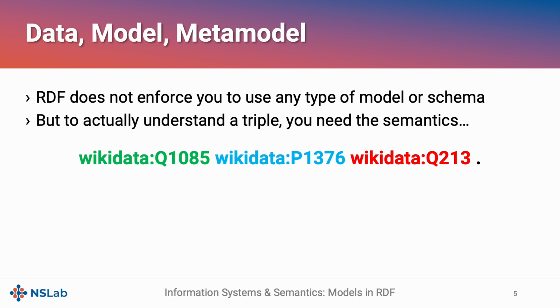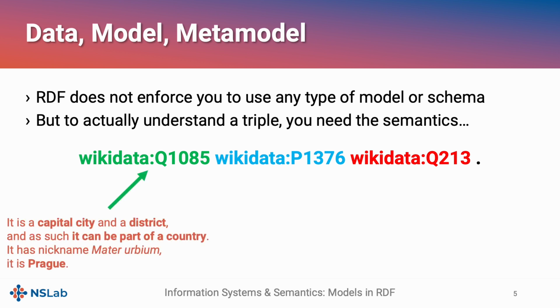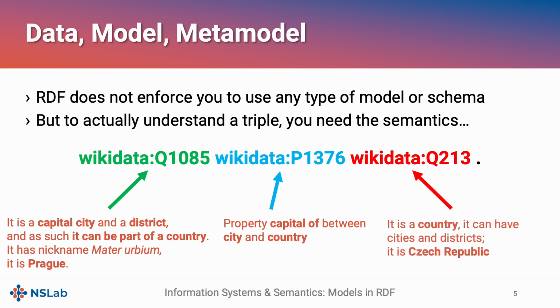So to break this down, the subject is Prague, a capital city and a district. So it's something that can be part or capital city of some country. Then the property, the predicate here, has meaning capital of. And finally, as you can expect now, the object is a country, it's Czech Republic, and as such, it can have cities as capital cities. So it actually makes sense to use it as object for some statement where the predicate is capital of.